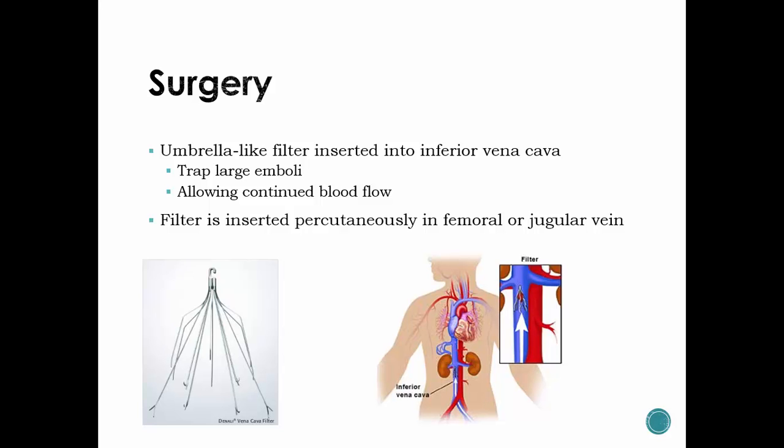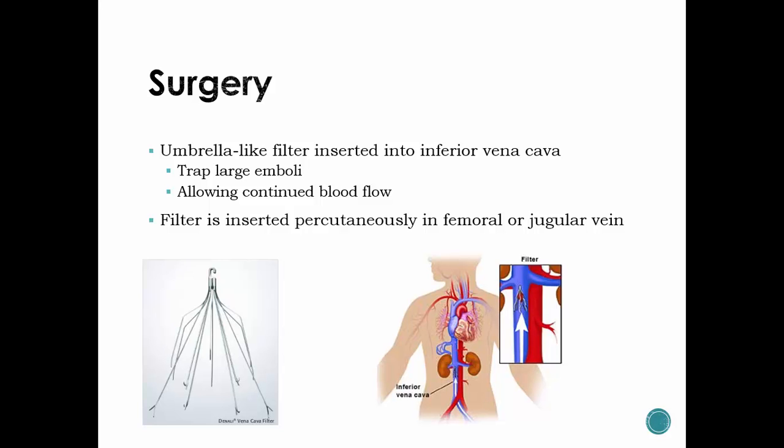So surgery is done when oral anticoagulant therapy fails or it is contraindicated. They can put in an umbrella-like filter and insert it through the inferior vena cava. This is done in the cath lab, and it is done to trap large emboli while still allowing continued blood flow. The filter is inserted percutaneously in the femoral or jugular vein.